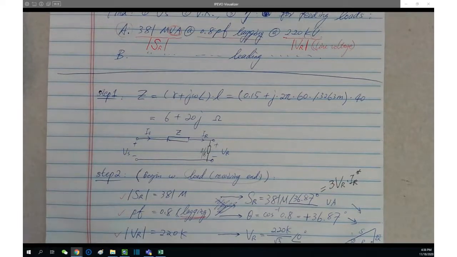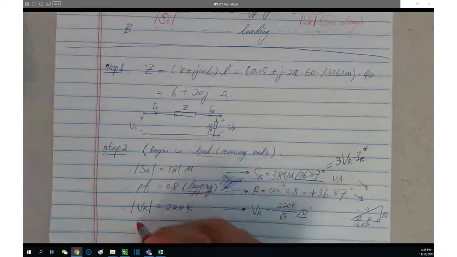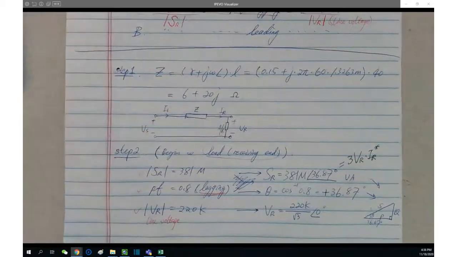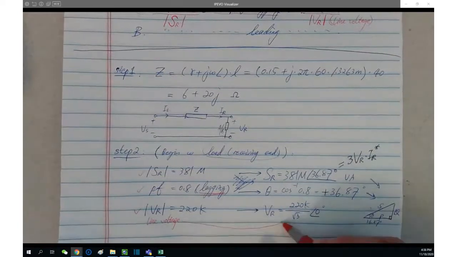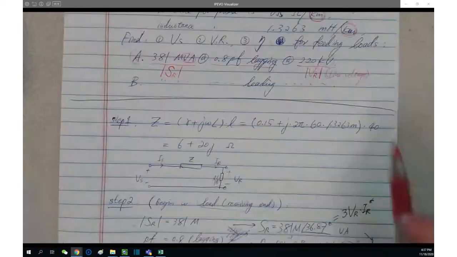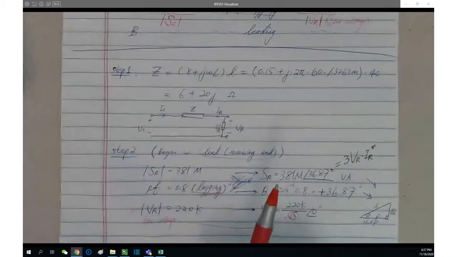At the receiving end of a three-phase system, when we talk about voltage, we don't have access to the neutral point. Therefore, the voltage, unless otherwise told, is line voltage. It's not phase voltage. 220 is line voltage. Once again, 220 is line voltage. So you want to label it here as well. That's why we are dividing by square root of 3. Once again, the given voltage here is line voltage, always line voltage, unless otherwise told.